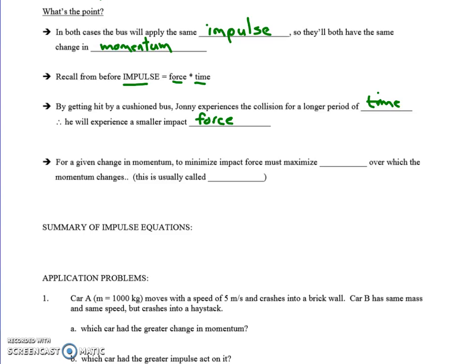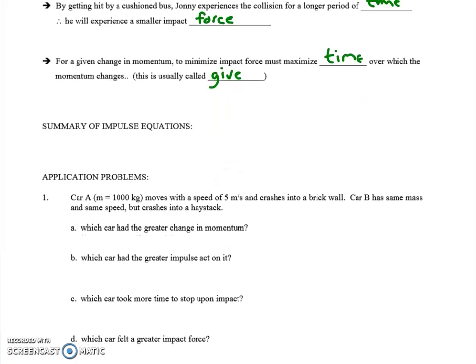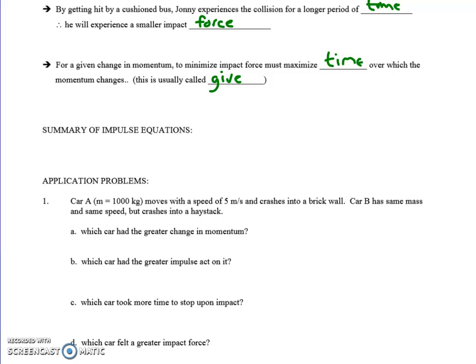Okay? Or put in general, for a given change in momentum, to minimize impact force, you must maximize the time over which the momentum changes. And this time is usually called give. In other words, the greater the give something has, the more time over which it stops the object, and therefore it has less impact force. Okay, so I'll do an example of this in a second.